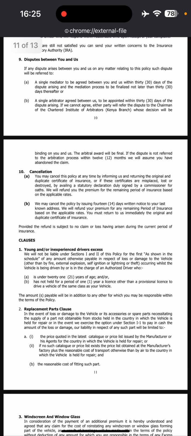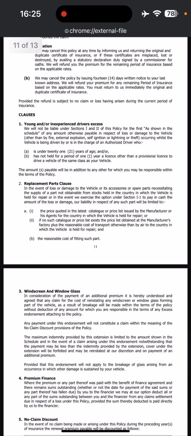Cancellation: the insurance company may cancel your policy by giving you 14 days written notice, and you may cancel your policy at any time by informing the insurance company and returning the original and duplicate certificate of insurance. That was kitambo, but these days you just notify them in writing, and then you cancel. You have the insurance company cancel the certificate for you, and then the vehicle will be free to be insured elsewhere.